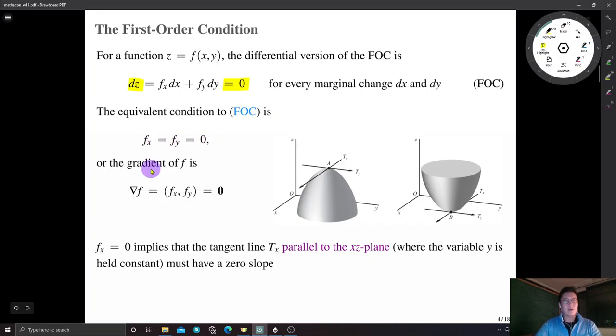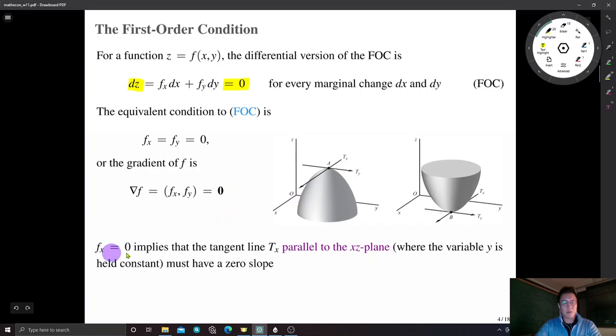Okay? Using the gradient, remember the gradient is defined as nothing but the collection of partial derivatives. So when the function depends on two variables, we have a two-tuple vector. So that is the gradient of function f, f sub x and f sub y. That should be equal to the 0 vector. Okay? So we can state the same condition in three different ways: in terms of the differential, in terms of partial derivatives, and in terms of the gradient. But they are three equivalent conditions. Okay? They indicate the same thing.